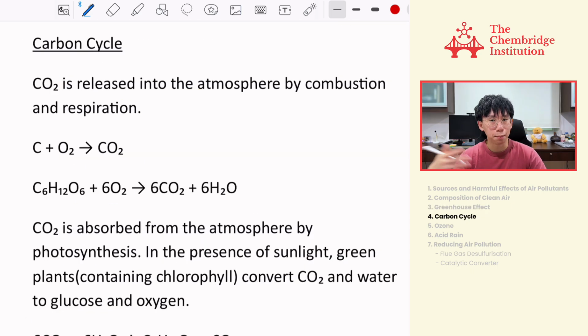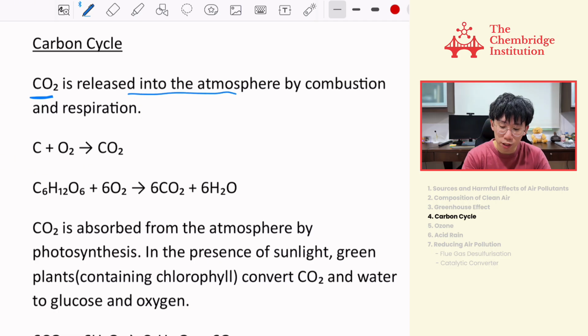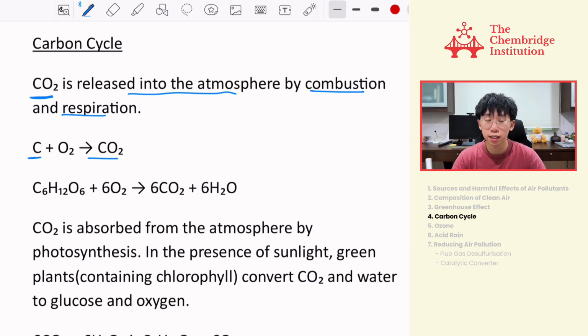Now let's move on to our carbon cycle. Our carbon cycle is very important to understand how our CO2 is being produced, and how our CO2 is being absorbed. They are mainly released into the atmosphere by combustion and respiration. For example, combustion, like when you're combusting fossil fuels, or just pure carbon, it's going to be combusted to give CO2. For respiration, this is a biological process that all living things are capable of doing. They break down glucose into CO2 and H2O, with the power of oxygen.